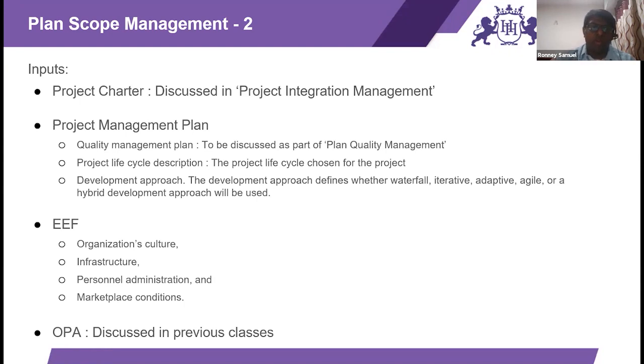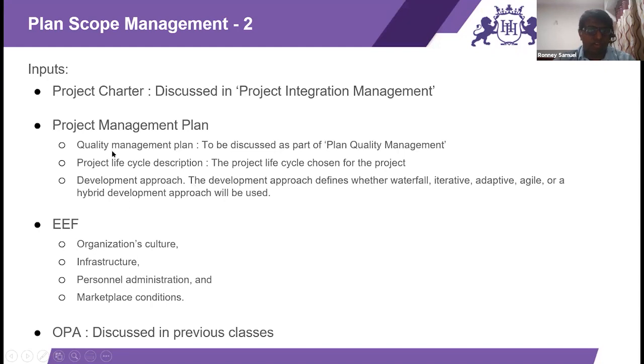Okay. Other than that, based on that, you have to make a project management plan, where you are more specifically interested in your quality management plan, because with respect to scope, there might be changes which can be expected. What is the life cycle of the project, or the development approach we are going to take?